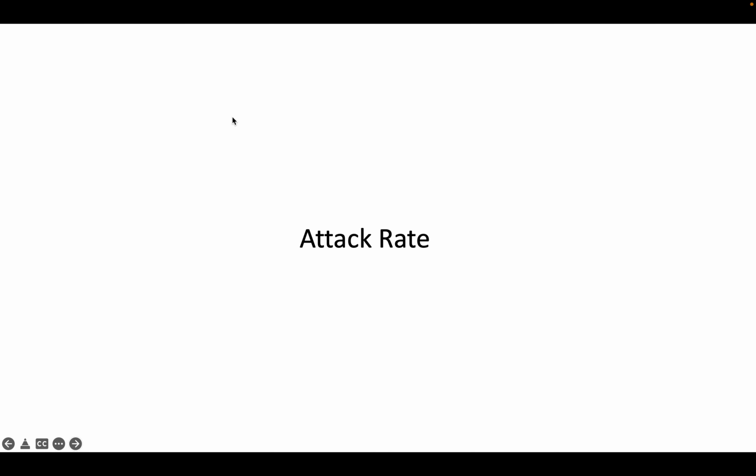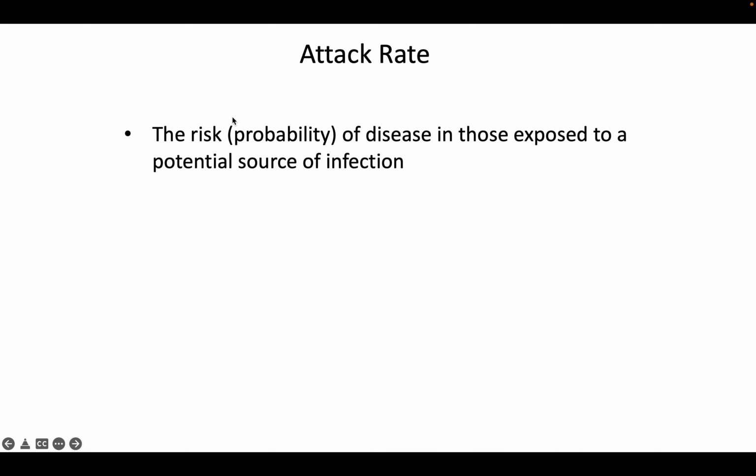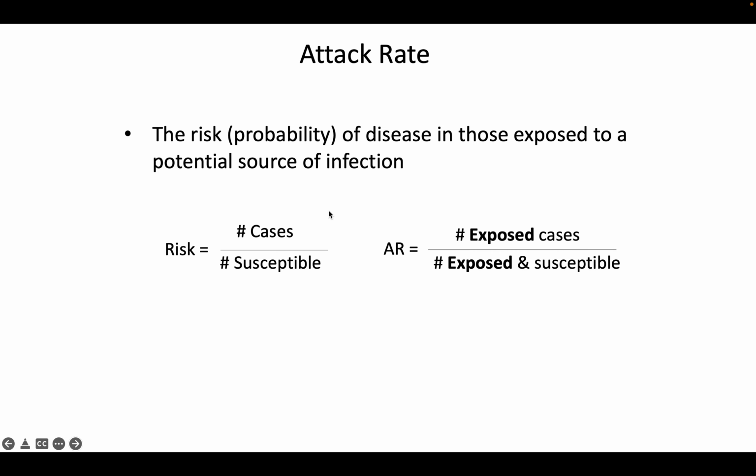This video is going to cover attack rate. So the attack rate is just the risk of disease in an exposed population, and a risk is just a probability. So just going over that again, it's just the number of cases over the number of people that are susceptible. But the attack rate is just finding the risk in the exposed.